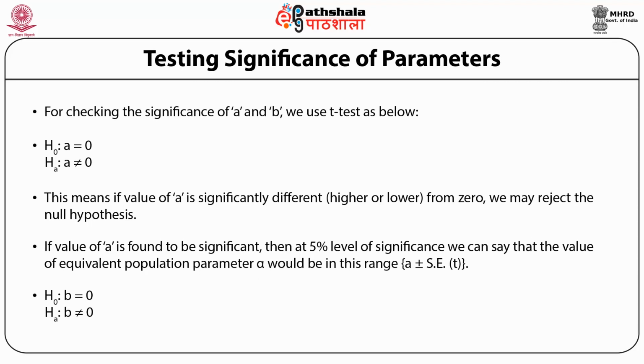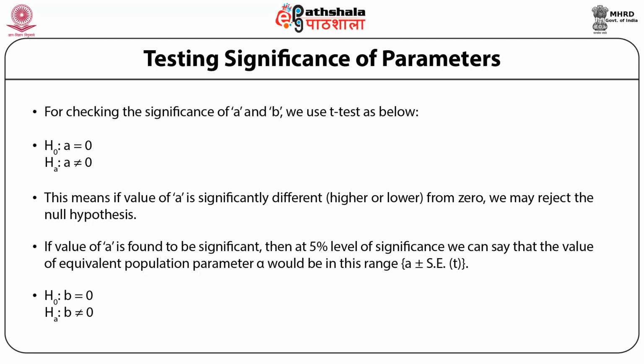So here we have calculated the A and B. Here A is equal to the alpha in our population model and B corresponds to the beta in our population model. So before using the values of A and B in our model, first it is necessary to find out the significance of these parameters, how significant these parameters are.